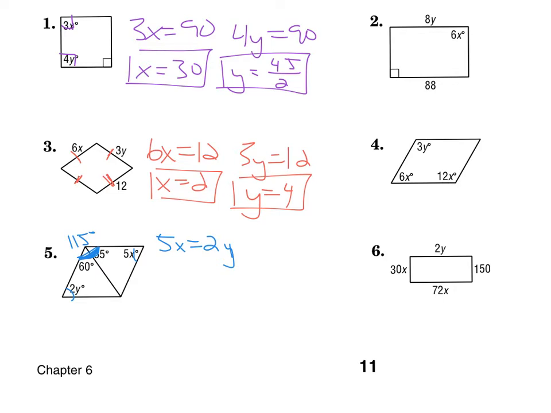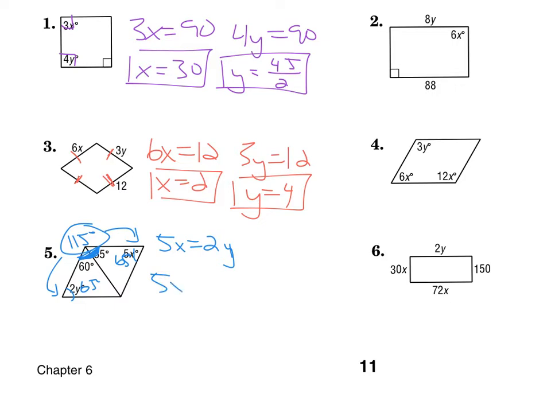Because you know that consecutive angles are supplementary. If this one's 115, you can figure out what these two both are, because both of those have to add up to 180 along with your 115. So if you do 180 minus 115 in the calculator, you find out that these are both 65 degrees. Remember, the reasoning is that consecutive angles, the angles next to each other in a parallelogram, are supplementary. So those are both 65.